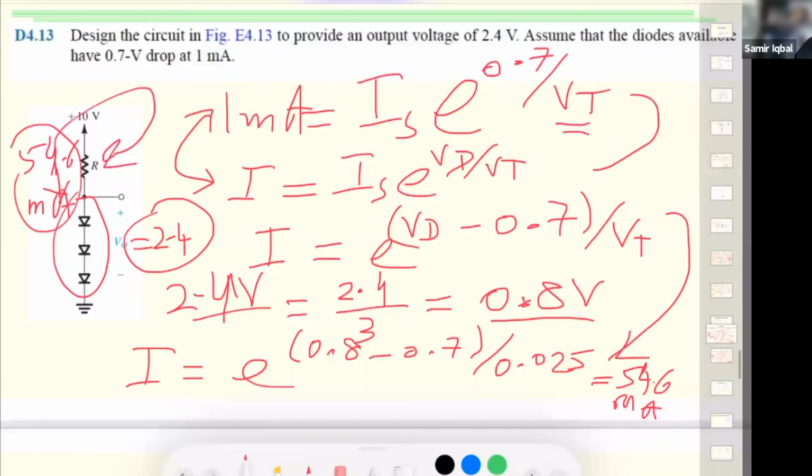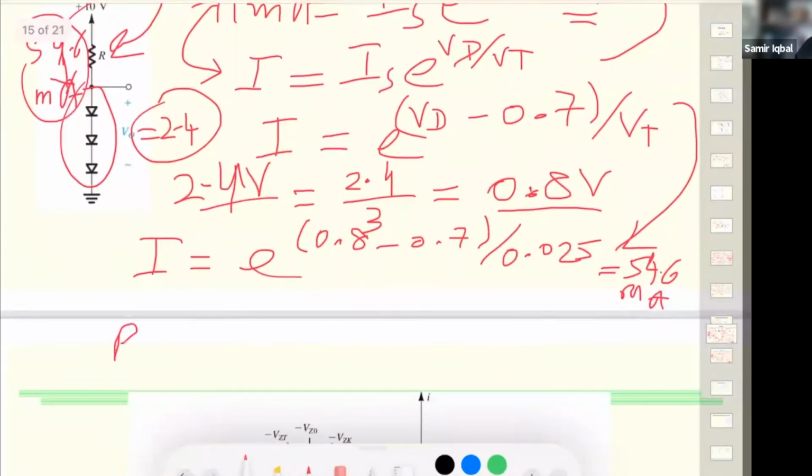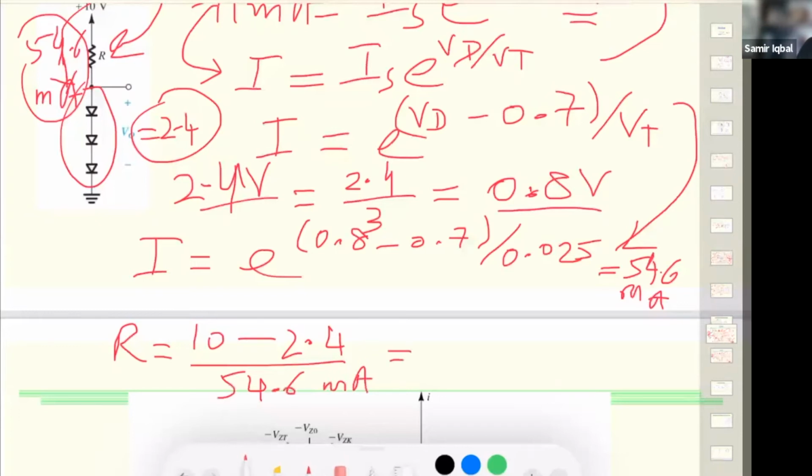That then tells us what this resistance should be. So now I plug in: that would be 10, which is the power supply, minus 2.4, the voltage drop across these three diodes, divided by the current we just found, 54.6 milliamp. I'll just write mA. And that then tells us the resistance that we have to use. You with me on this?